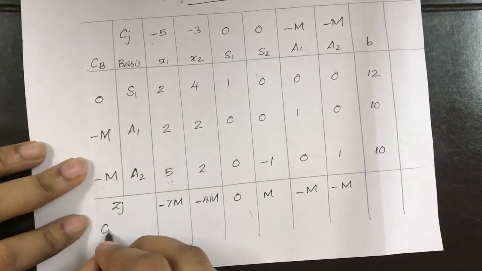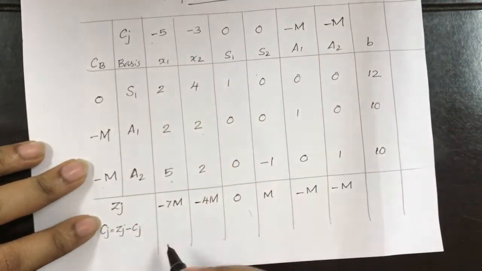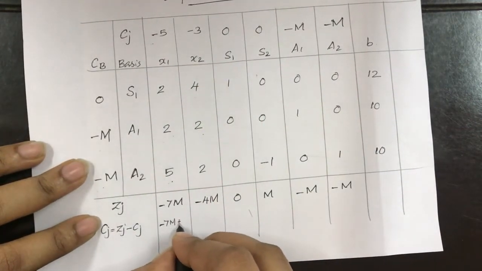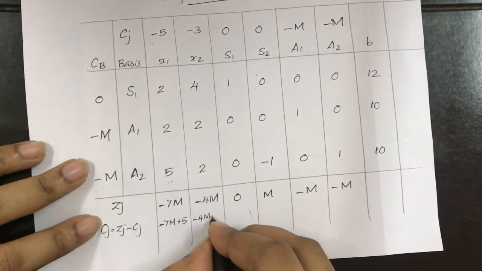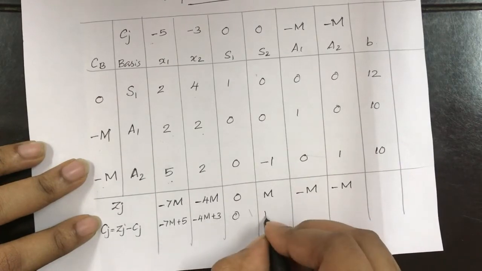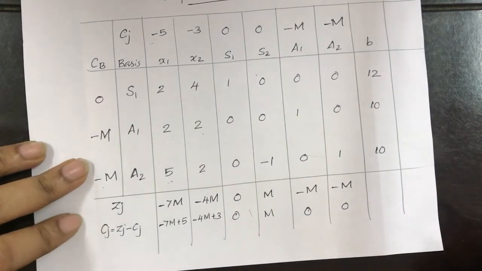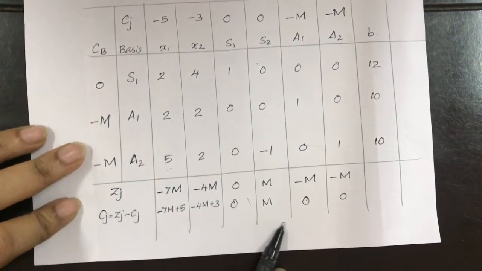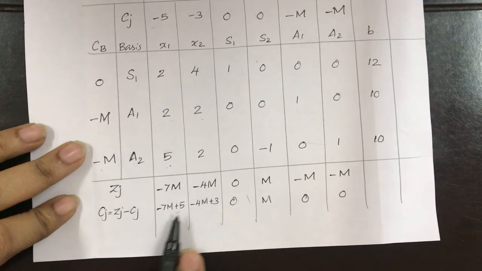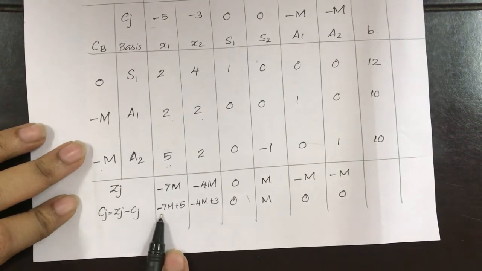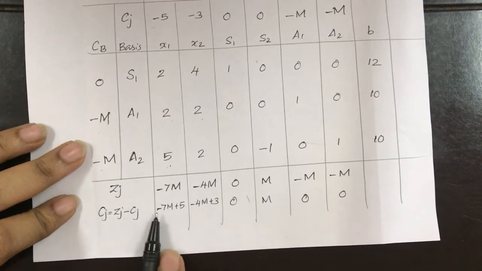Now Zj minus Cj. Minus 7M minus minus 5, that is minus 7M plus 5. Minus 4M minus minus 3, minus 4M plus 3. 0, M minus minus M, 0. M minus minus M, 0. So look at the Zj minus Cj values. Is there any M having negative coefficients? Yes, here the coefficient of M is minus 7, here the coefficient of M is minus 4. The lowest negative number is minus 7.